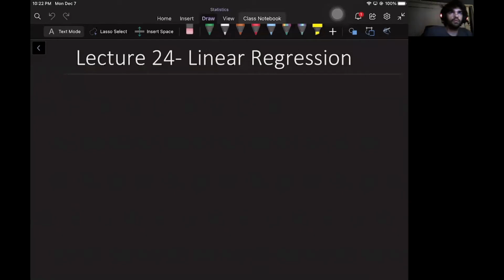Okay, class, welcome to lecture 24. So today we're sort of jumping into completely new territory. We're going to be talking about linear regression. A lot different than the hypothesis testing we've been doing. You can combine the two, but we're not going to get that far. So we're just going to do the basics of this very fancy sounding term called linear regression.